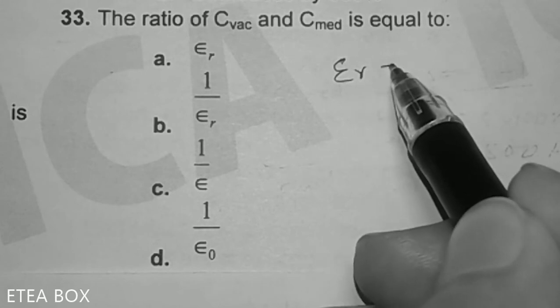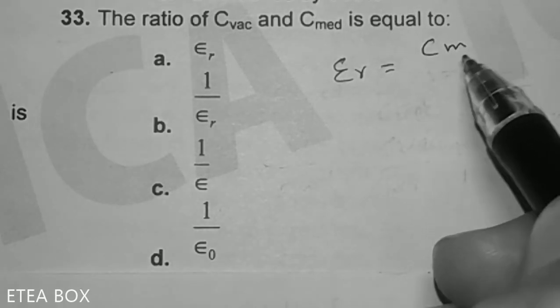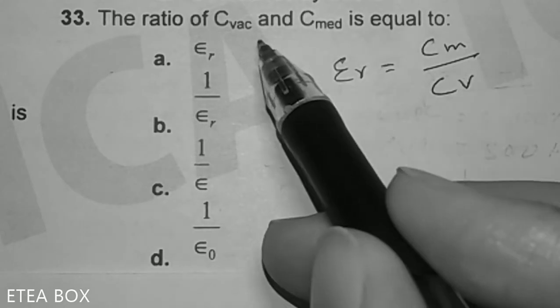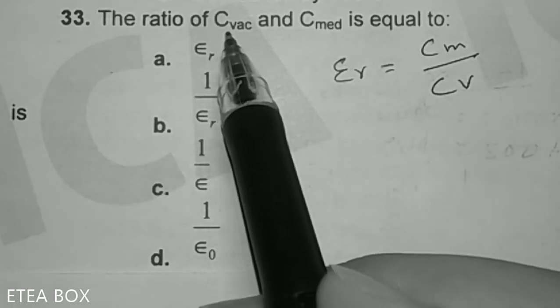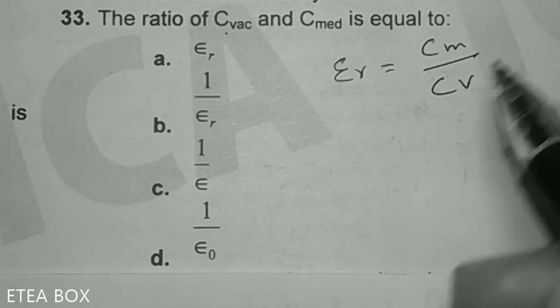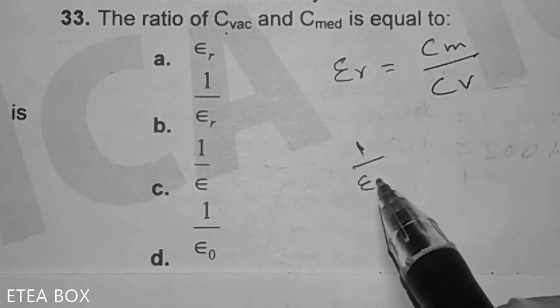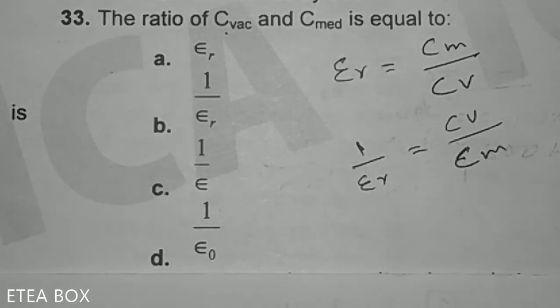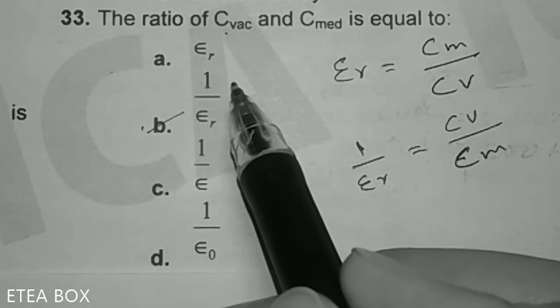The ratio of C vacuum and C medium is equal to... Now we know that relative permittivity is equal to C medium divided by C vacuum. The required ratio is C vacuum to C medium, so if I invert these two, it will be 1 over relative permittivity equals C vacuum divided by C medium. So here option B is correct.